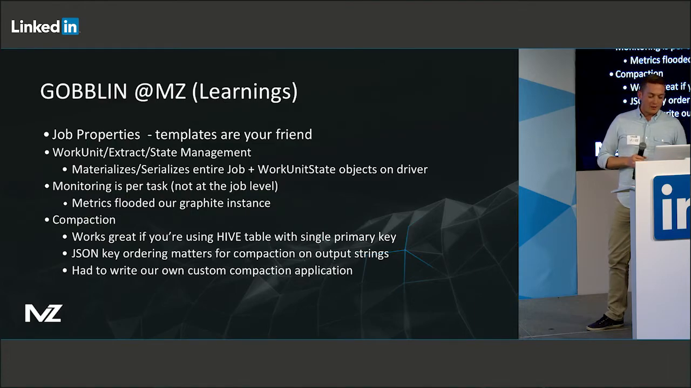And then a note about compaction. It works great if you're using Hive tables with single primary keys, or if your JSON key ordering matters, if you're writing out to JSON. So we had to write our own custom compaction application. This is because we had a single ad performance table that was pulling in with multiple different primary keys from all the different data sources. So we had to write an application to basically support partial merges for that.